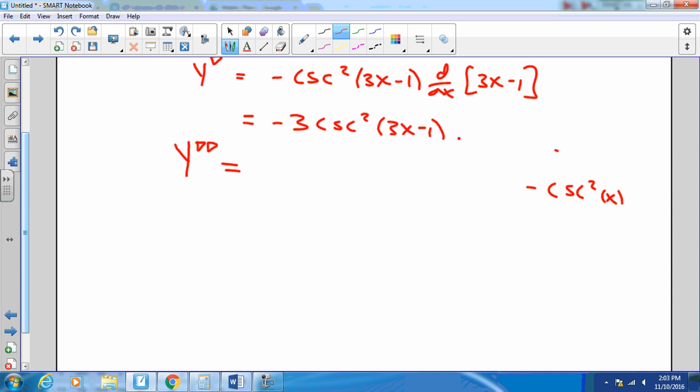Now, y double prime. Jennifer. So, my y double prime should be equal to negative 3 times the derivative of all of that. And there should be a product rule: f prime of x times g of x plus g prime of x times f of x. Okay. But in this case, make it concrete for us. What f and g are you talking about?